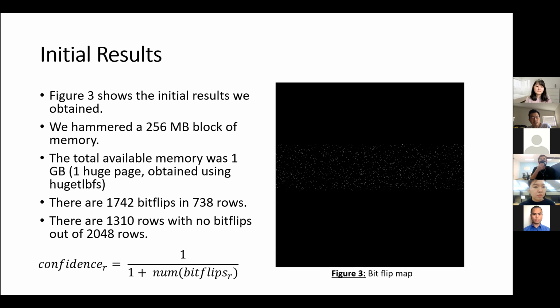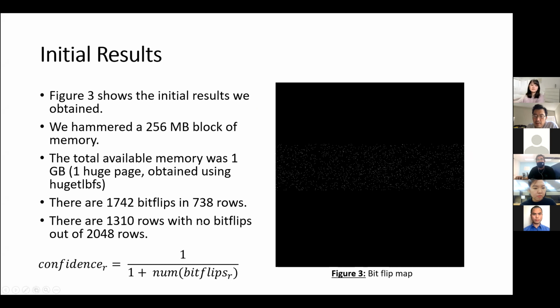As an outcome of this experiment, we would like to assign confidence values to every row, which can be represented by the equation here. Confidence of row R is equal to 1 divided by 1 plus the number of bit flips observed on that same row.